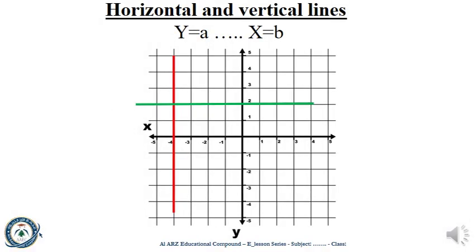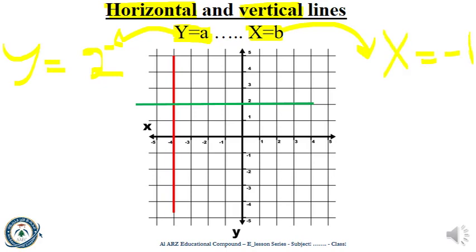Finally, we're going to talk about the equations of horizontal lines and vertical ones. Now, as you see, I wrote y equal a and x equal b. In this case, b is not the y-intercept, and a is not a number that you should know. No, I mean that the general form of a horizontal line or a vertical line is y equals something, let's say 2, and x equals, let's say, minus 1. So this is the idea.